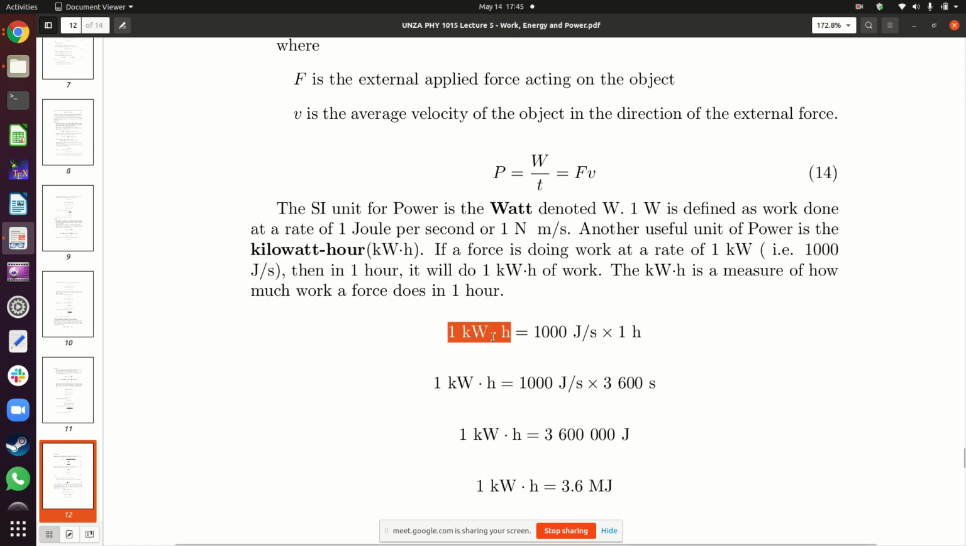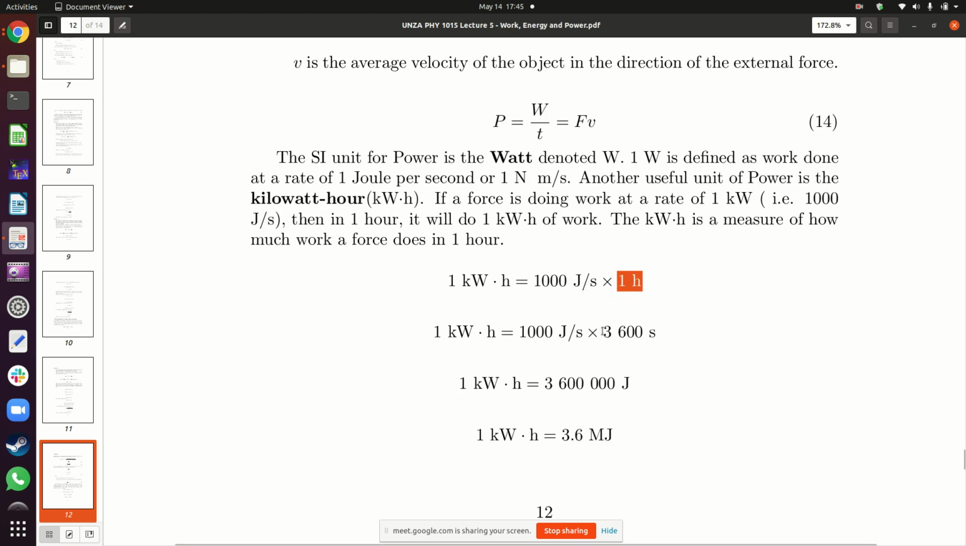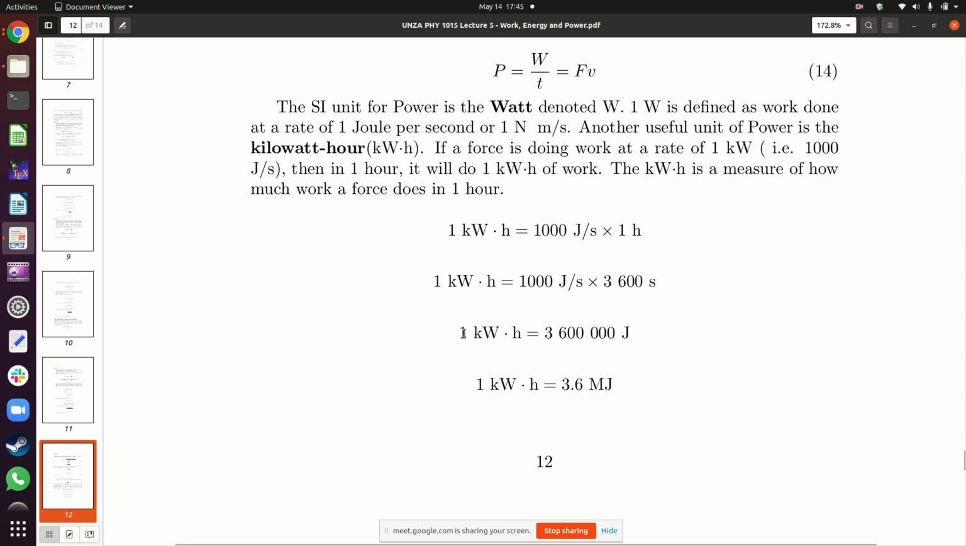So 1 kilowatt hour: the kilo is 1,000, the watt is just a joule per second, multiplied by 1 hour. An hour has 3,600 seconds. So this is 1,000 joules per second times 3,600 seconds. The seconds cancel out, so you end up with 1 kilowatt hour being equal to 3,600,000 joules of energy.